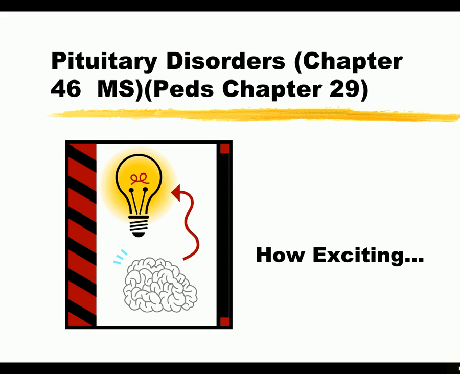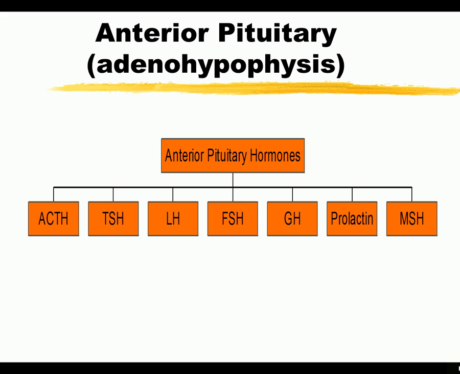This is chapter 46 in your Med-Surg book, and this is chapter 29 in your Peds book. Let's start with the anterior pituitary. We know there's the anterior and the posterior pituitary. The anterior pituitary secretes these hormones. Remember which four are tropic, the first 4. That means they go directly to an organ down here. Remember, these 3 were non-tropic. They just travel in the blood and do their thing through the blood system.